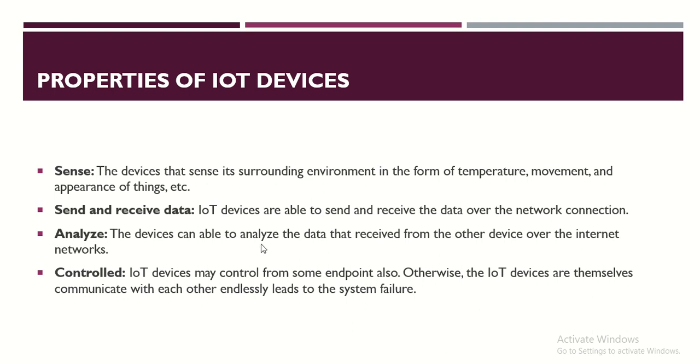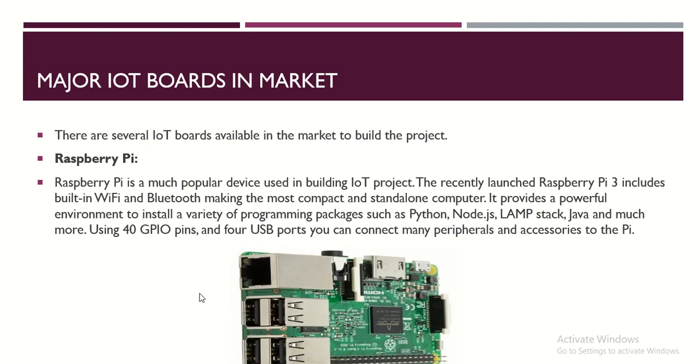Analyze: the devices are able to analyze the data received from the other devices over the internet networks. They are controlled from an endpoint also. Otherwise, the IoT devices themselves communicate with each other endlessly, which leads to system failure. So control is more important.